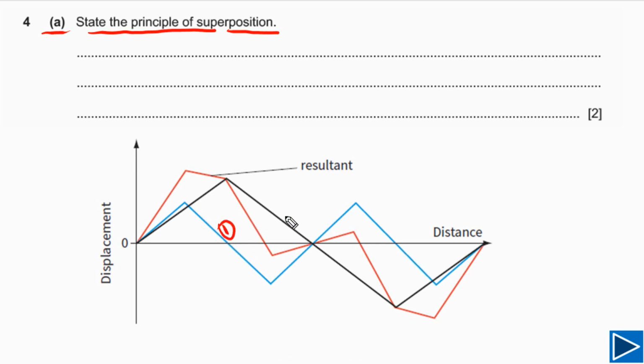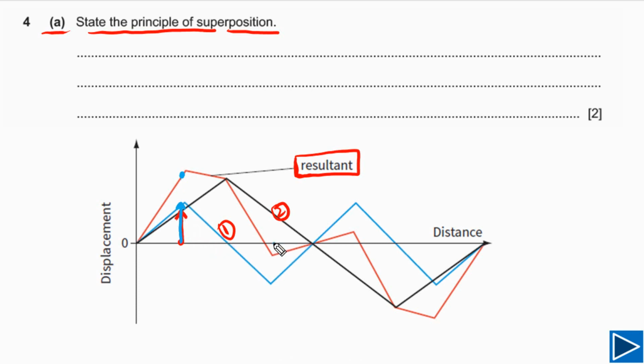Let's say this wave is wave 1 and this is second wave, and the third one is resultant wave of these two waves. If you look at this point, you can see the displacement of black wave. But at the same point, second wave, blue wave, also has displacement. But if we add these two displacements together, we can find the displacement of resultant wave. Simply, you need to add displacement of these two waves.